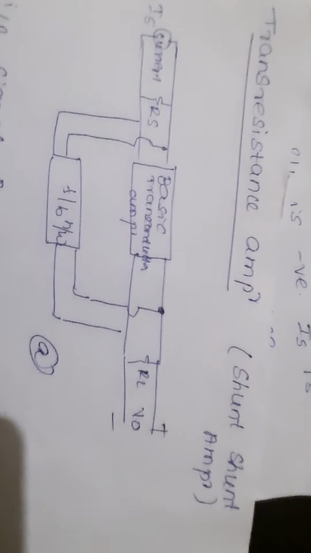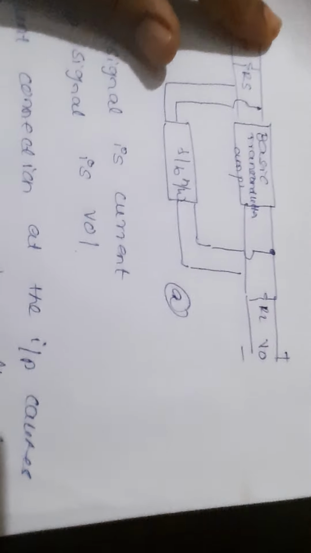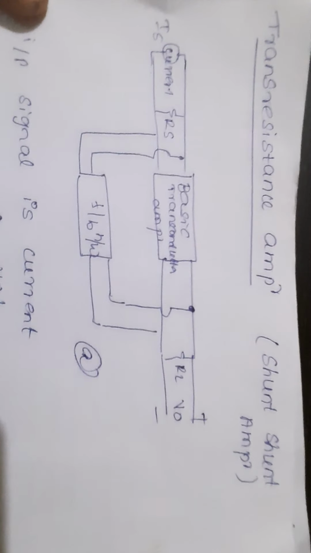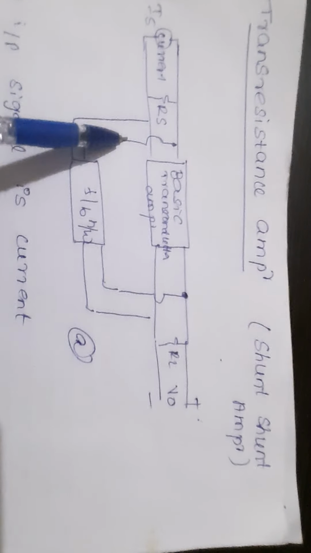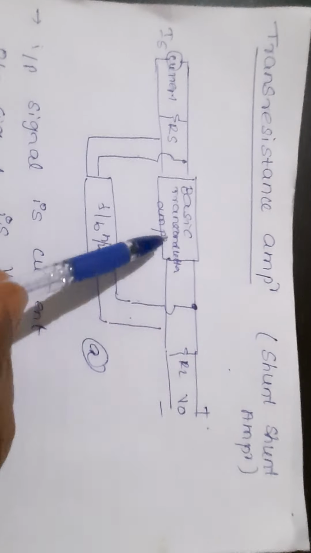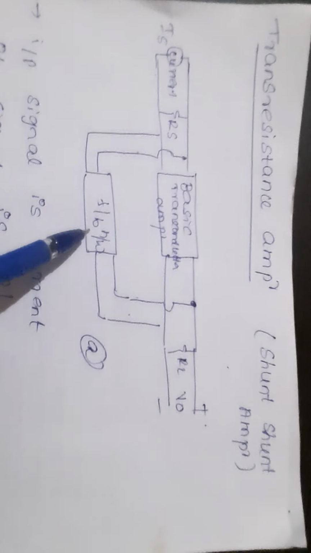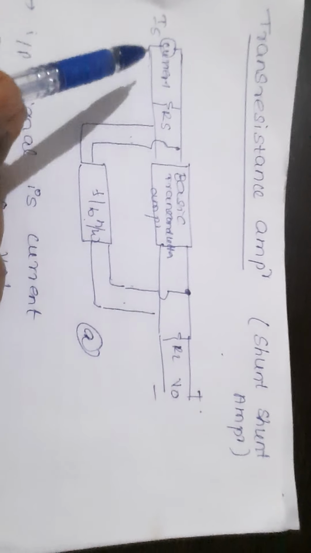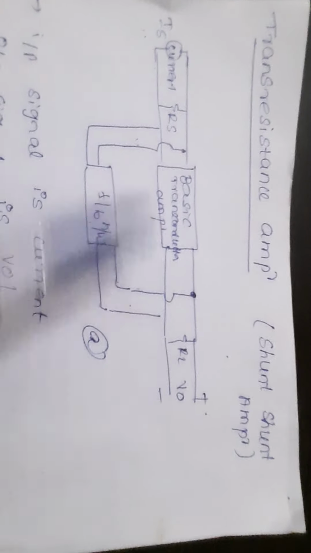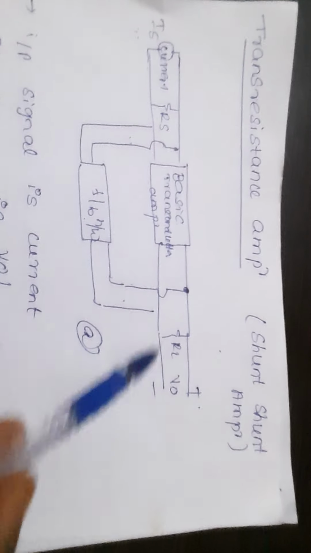I'll repeat once again the transresistance amplifier. The transresistance amplifier is also called a shunt amplifier because on the input side we have a parallel connection, and on the output side we have a parallel connection. It consists of a basic transconductance amplifier and a feedback network. The feedback network provides the feedback path. Actually the input signal here is current and the output here is voltage, so IS is used. RS is in parallel and RL we have here.